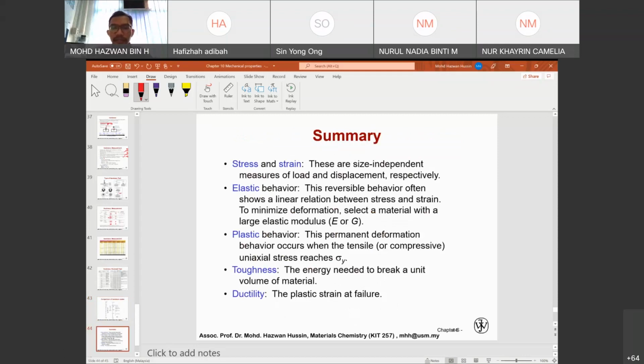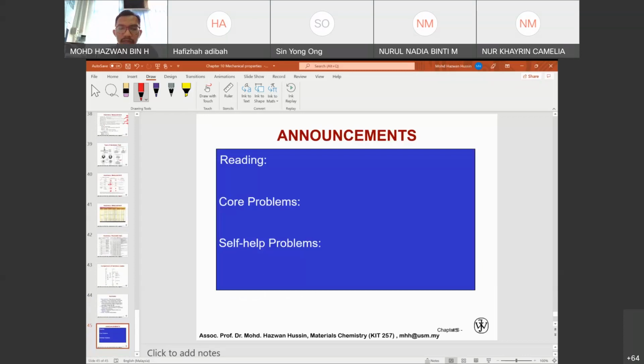Right. So as a summary for this topic, what we have learned so far is basically mechanical properties. We have been introduced to the definitions of stress and strain. We have also looked through examples of elastic behavior and plastic behavior. Toughness, ductility, and hardness we have also addressed quite well. And I believe this marks the end of this chapter.